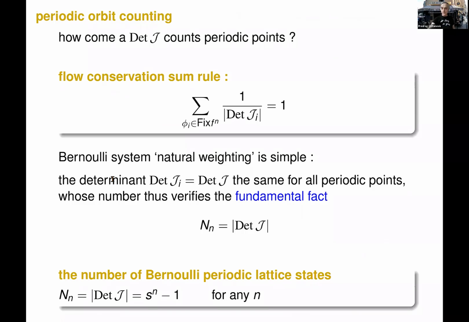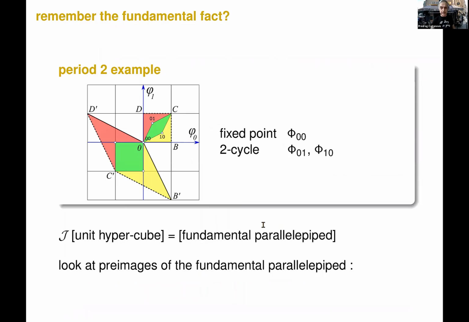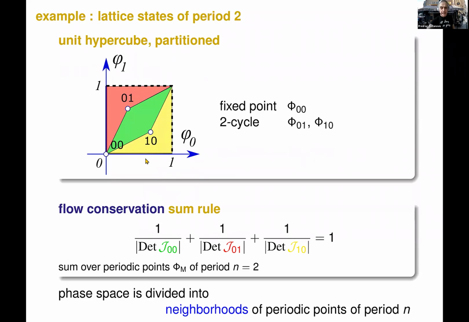For the Bernoulli system, we can go back to an undergraduate course. The stretching rate is the same every place because it's a linear map. So all of these determinants are the same. And the number, we already did this by the fundamental fact, the number of orbits is determinant J, but now if I look at the fundamental fact in reverse, the fundamental fact partitions the original square into neighborhoods. And each neighborhood has a weight. And that weight in this particular case happens to be 1/3 of the unit square because this is a simple example. And we can partition by the weight.